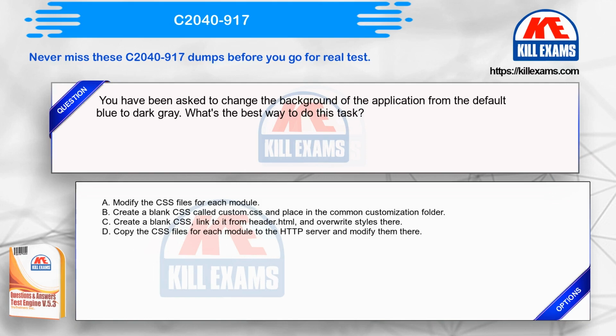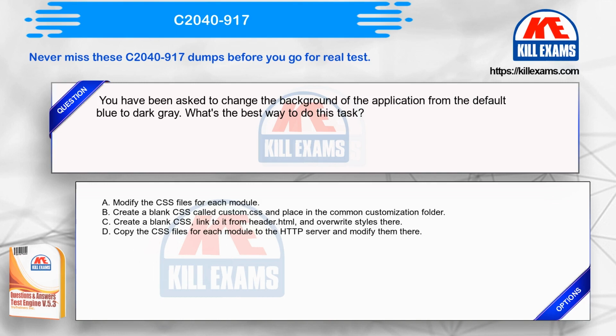You have been asked to change the background of the application from the default blue to dark gray. What's the best way to do this task? Option A. Modify the CSS files for each module. Option B. Create a blank CSS called custom.css and place in a common customization folder.